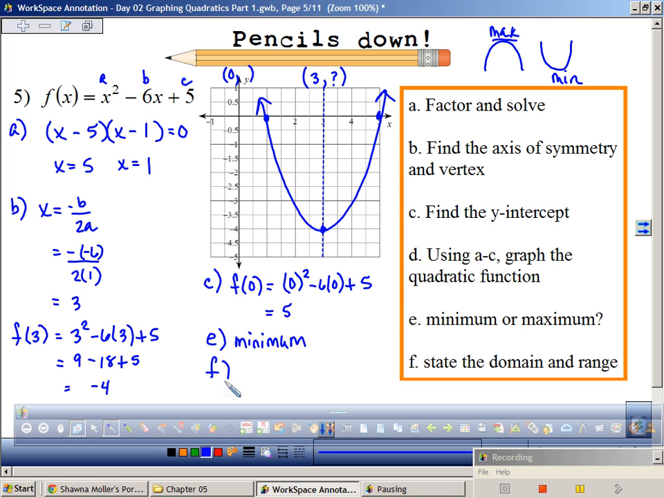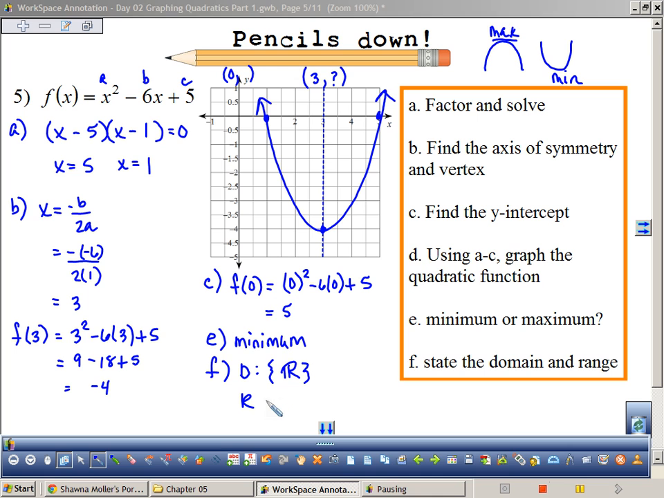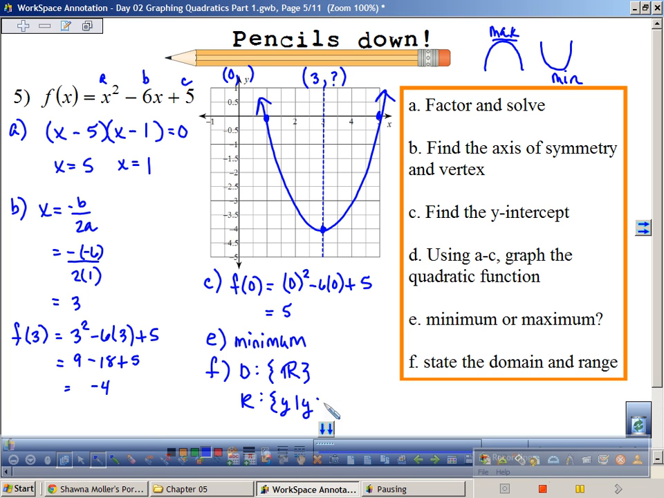F is my domain and range. What is my domain? All real numbers. There's constantly solutions in the positive x and in the negative x. My range, however, stops at -4. So y, such that y has to be greater than or equal to -4. Is that starting to make more sense? Yes. Okay, good. So like I said, that's really abstract, right?